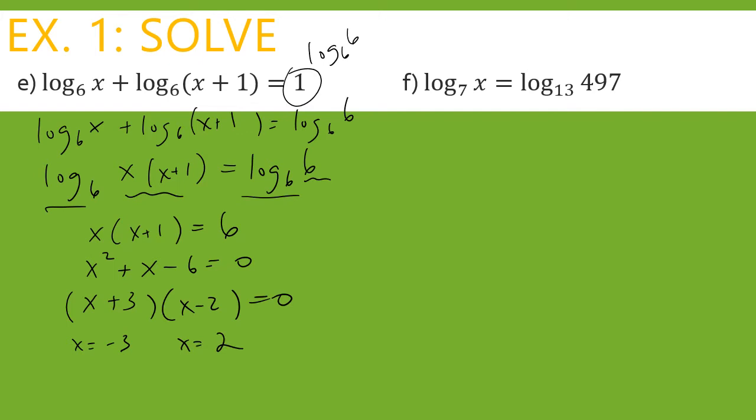Make sure they work. 2 definitely works. We go back to our question. 2 plus 1 obviously is positive, and putting a 2 in for the first x works. Negative 3, not a solution. And then we can say log in base 6 of negative 3 does not work. Negative number.